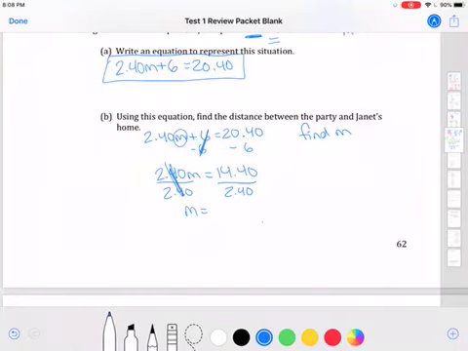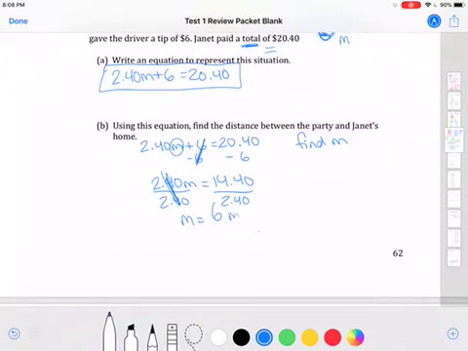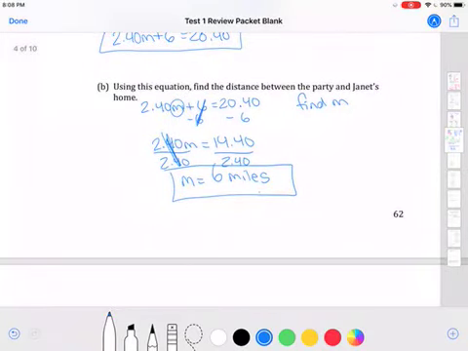Notice how important it is to know how to solve an equation. If you don't know how to solve an equation, it's going to give you a hard time, not with just the solving equation problems, but even these word problems like this. Solving equations is going to come up a lot. Okay, so 14.40 divided by 2.40 is 6, and that means that the distance between the party and Janet's home was 6 miles.